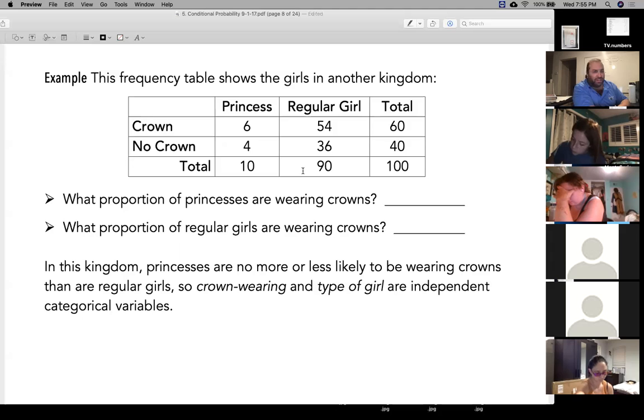So in this particular kingdom, is it more or less likely for a princess to be wearing a crown than for a regular person to be wearing a crown? No, because it's the same percentage. Exactly, which means in this particular kingdom, wearing a crown and being a princess are independent because one has no effect on the other. The numbers are different because the sizes of the groups are different. But the probabilities are exactly the same.